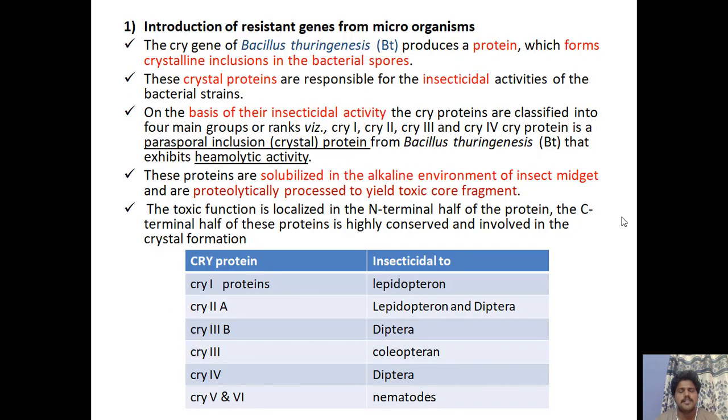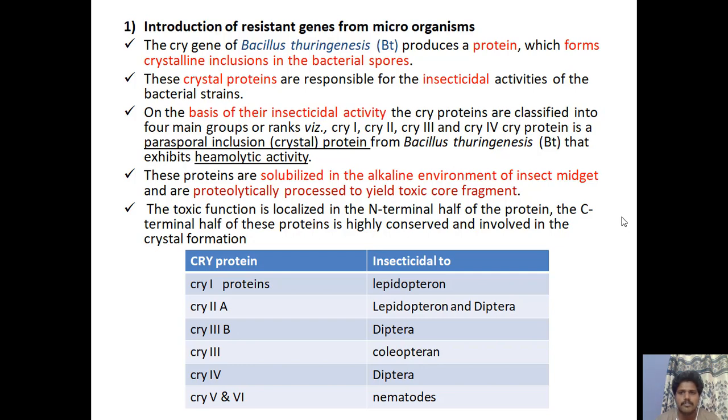So, resistant genes from microorganisms. The cry gene, which is very well known to you, is from Bacillus thuringiensis. It produces a protein which forms crystalline inclusions in the bacterial spores. These crystal proteins are responsible for the insecticidal activities of the bacterial strains. These insecticidal proteins have been classified and grouped: cry1, cry2A, cry2B, cry3, something like that.